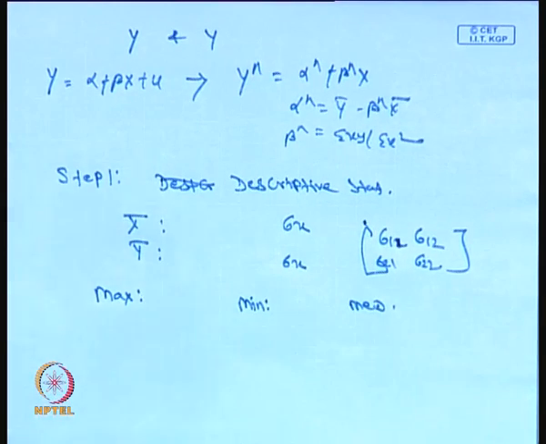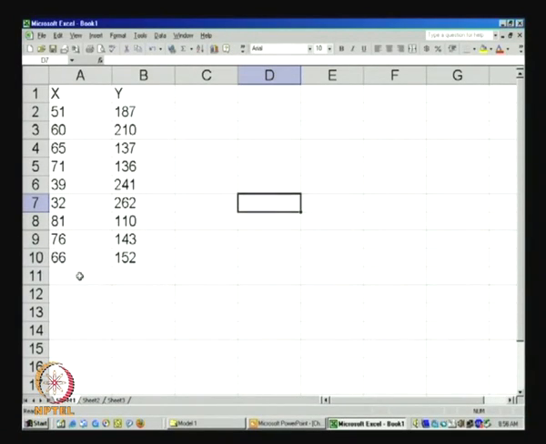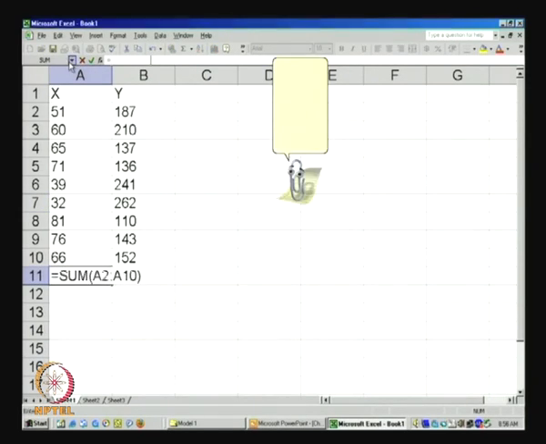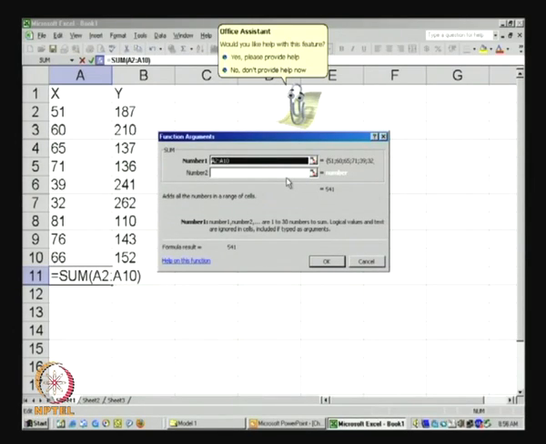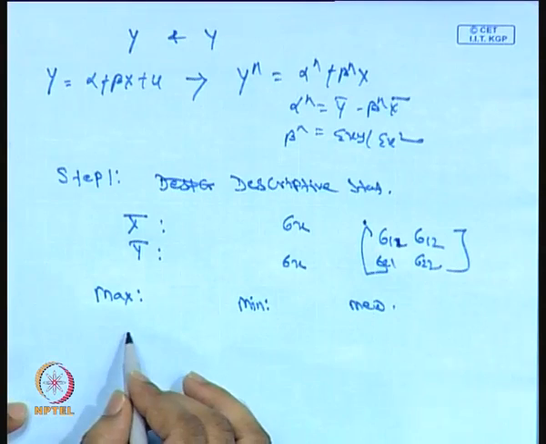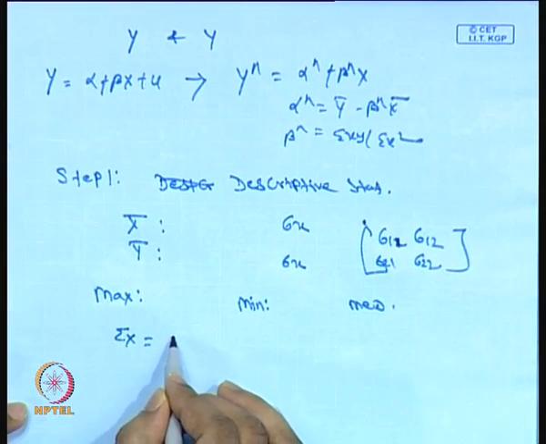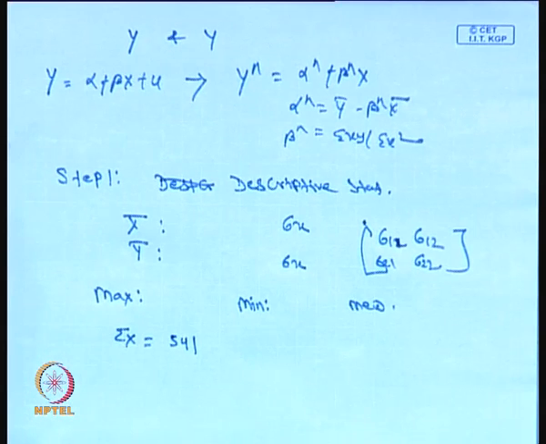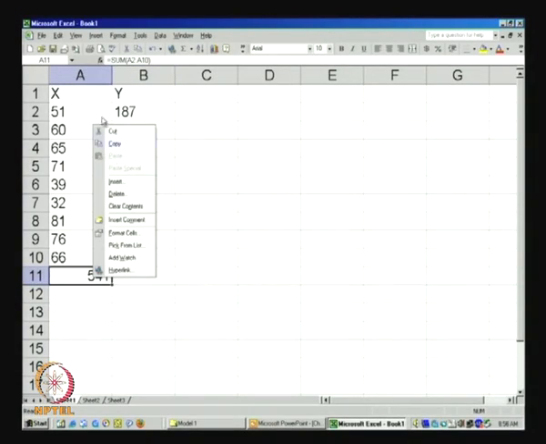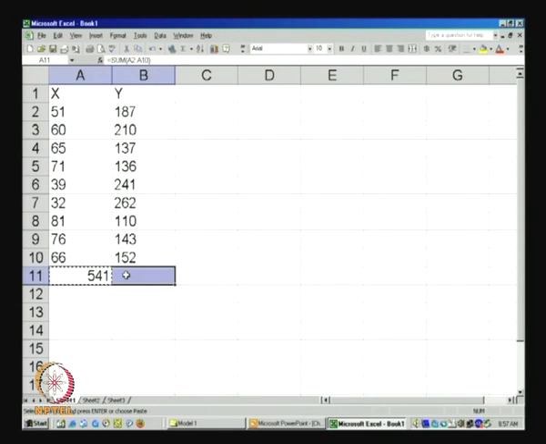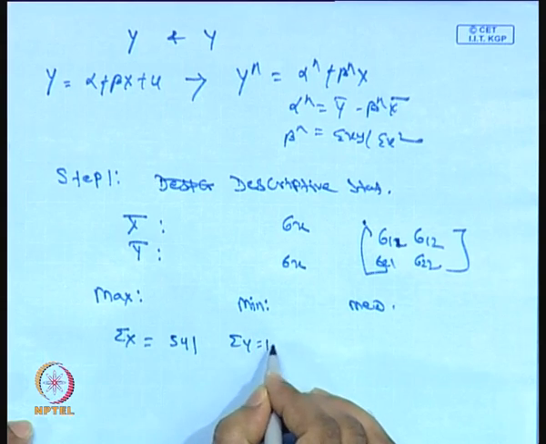Okay. So, now you check it here. We have to fill up this particular gap here. So, in fact, there are lots of applications. We would like to know the sum. Okay. First, summation x equal to 541. All right, 541. Then summation y equal to 1578.